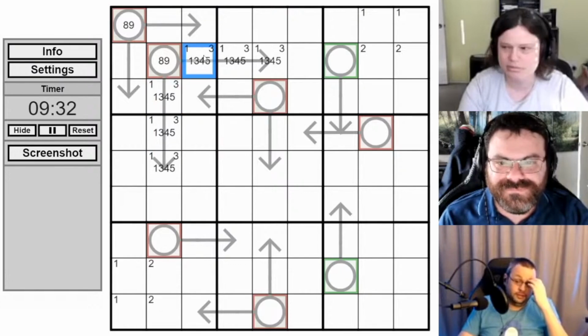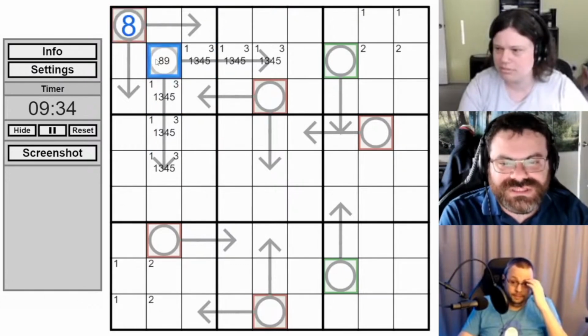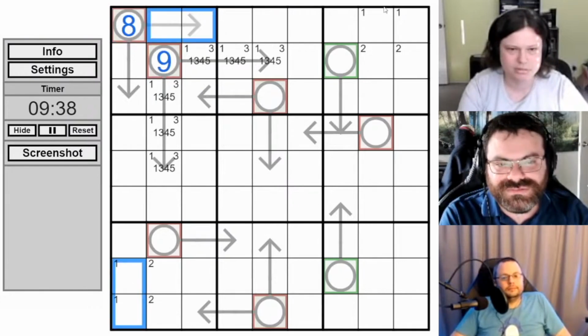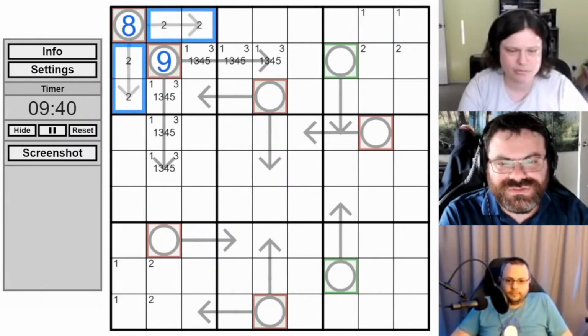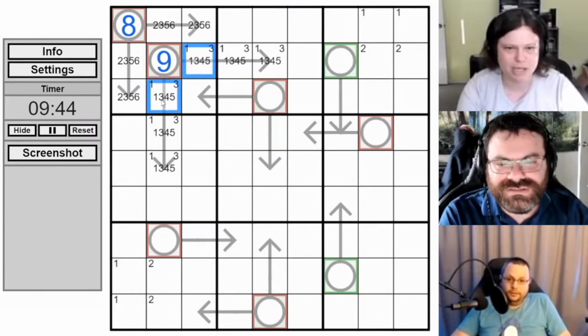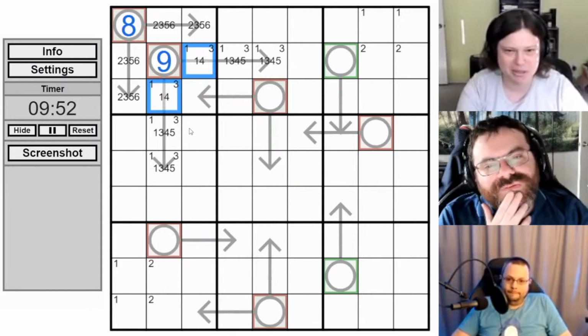But I don't know if that was necessary for the 8. So the 8's not going to use a 1 on it. So it's going to be 2, 6, or 3, 5. Which leaves a 1, 4 pair, which makes the 9 arrow impossible. Oh, right. That's what it did. Which was very cool. I remember that being a very cool deduction.